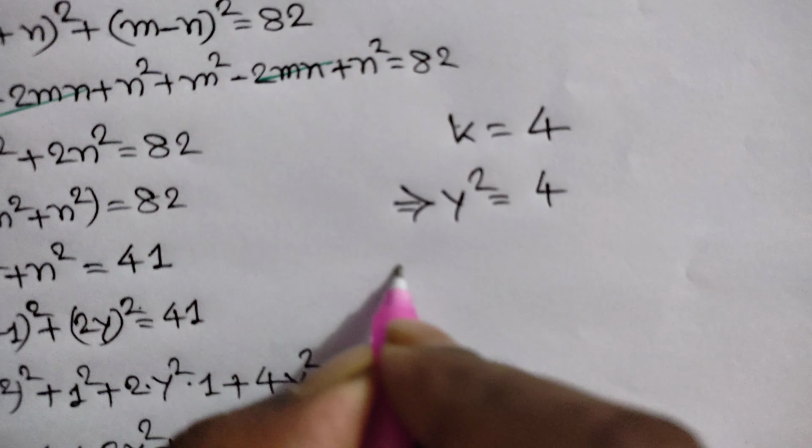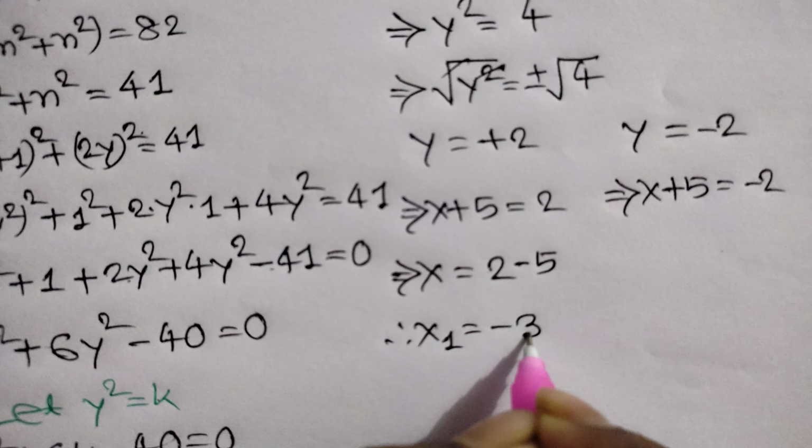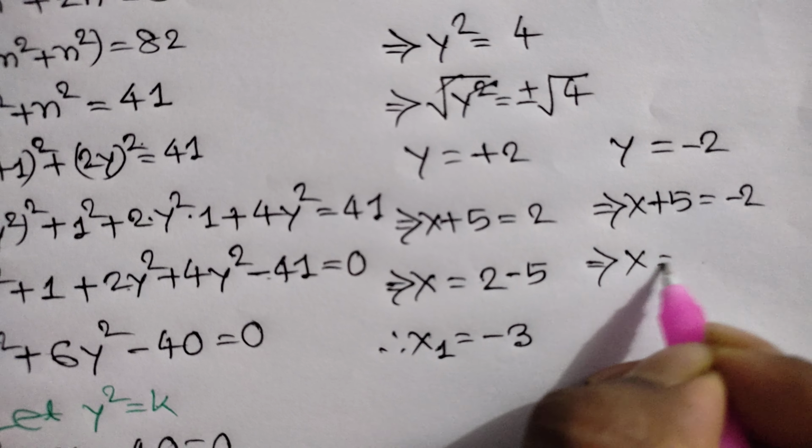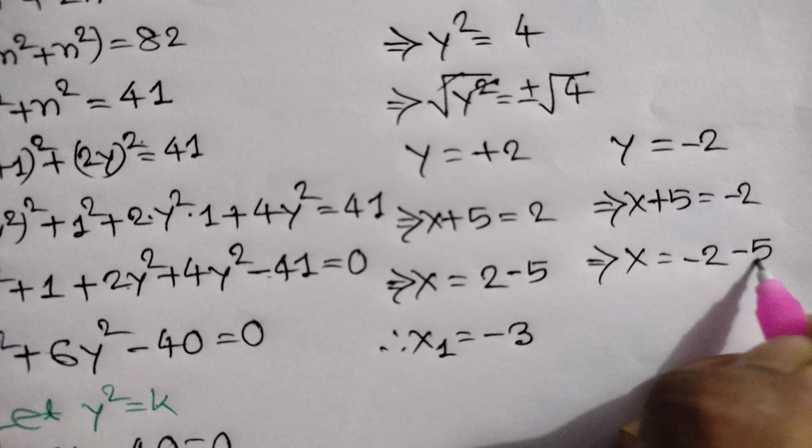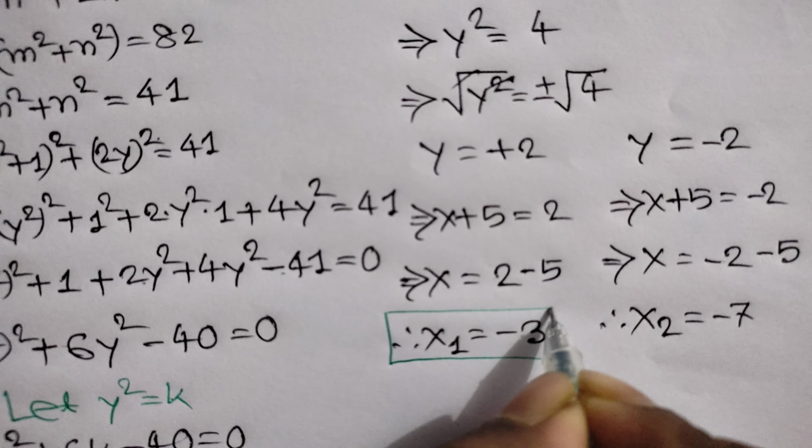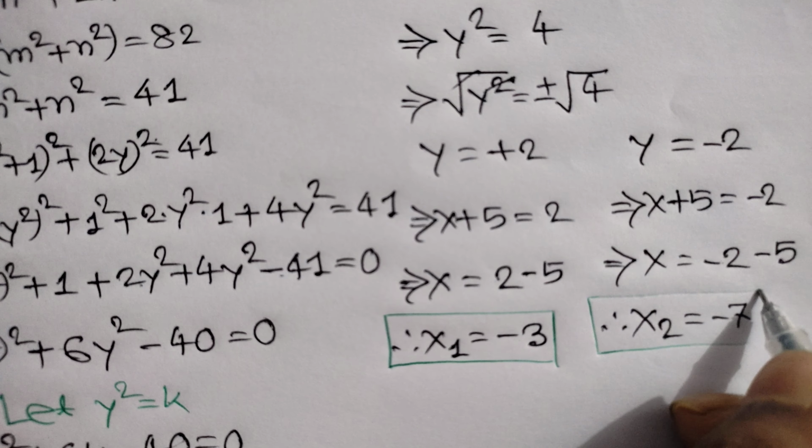But again remember, let y is equal to x + 5, so we can write here x + 5 is equal to 2, and here we can write x + 5 is equal to negative 2, or x is equal to 2 - 5, so here the first value x1 is equal to negative 3, and here x is equal to negative 2 minus 5, so the second value x2 is equal to negative 7. So there are totally two values of x, negative 3 and negative 7.